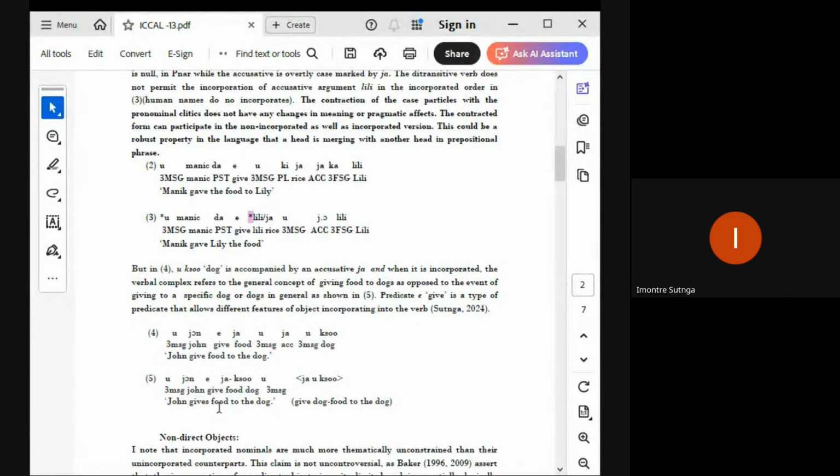As shown in example 5, ujon e jakso. It is referring not to a specific dog, but it can be the general dog or any dog. Maybe predicate a, which means give, is a type of predicate that allows different features of object incorporating into the verbal element.